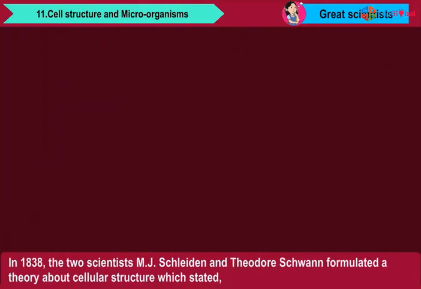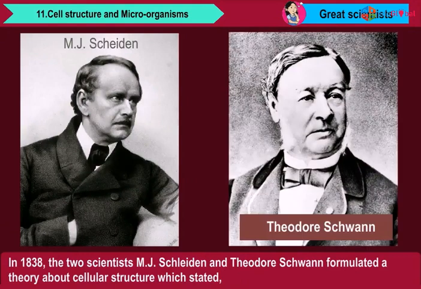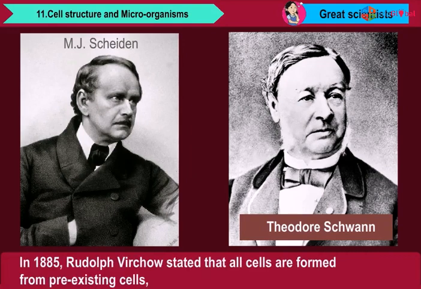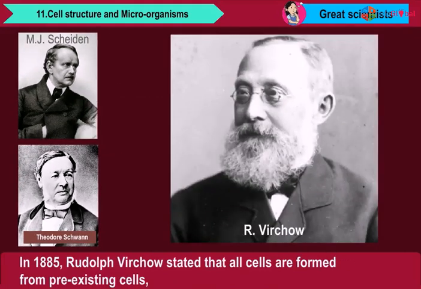In 1838, the two scientists M. J. Schleiden and Theodore Schwann formulated a theory about cellular structure which stated that all living organisms are made up of cells and the cell is the fundamental component of living organisms. In 1885, Rudolf Virchow stated that all cells are formed from pre-existing cells.